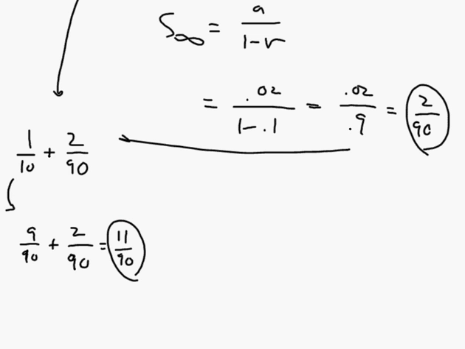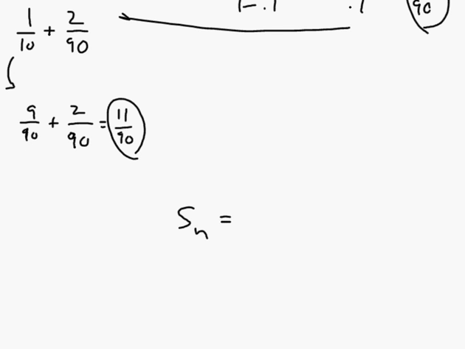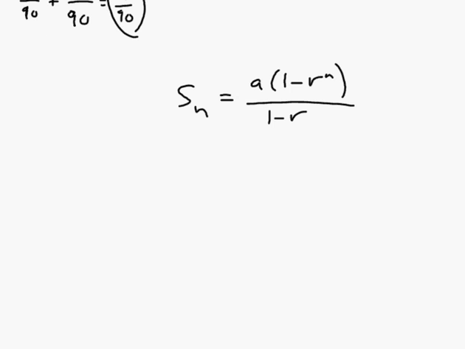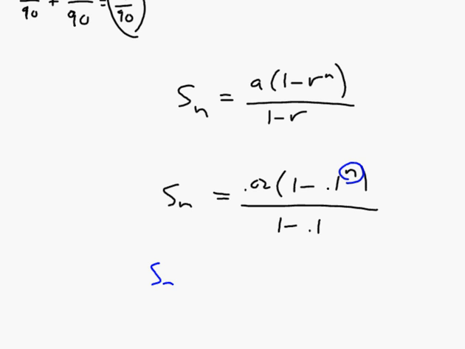Now, here's another way you might have thought of it. You could have remembered that S sub n, the nth partial sum of a geometric, is a times 1 minus r to the n over 1 minus r. So in our case, it would have been 0.02 times 1 minus 0.1 to the n over 1 minus 0.1. And that's S sub n. But then you ask yourself, well, what's n? And what we're really saying is, I want n to go to infinity. I want n to be a really huge number.